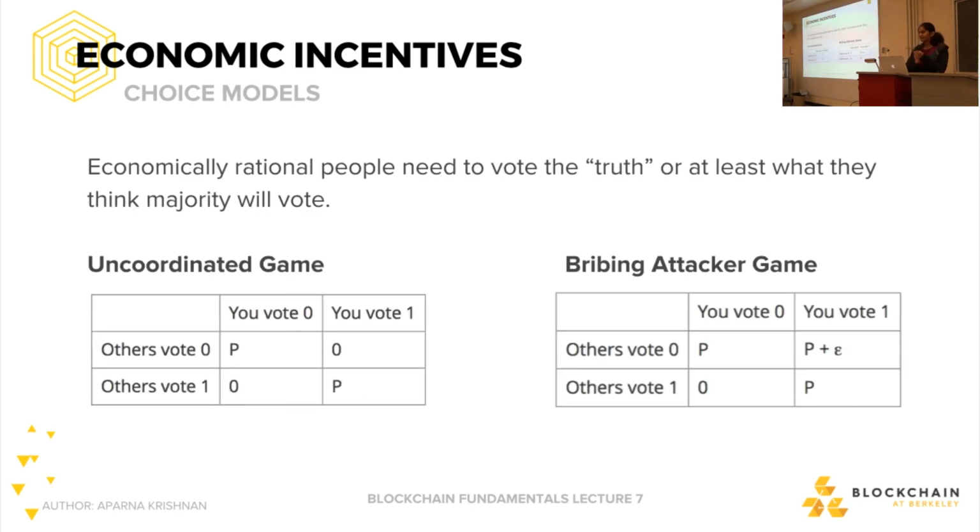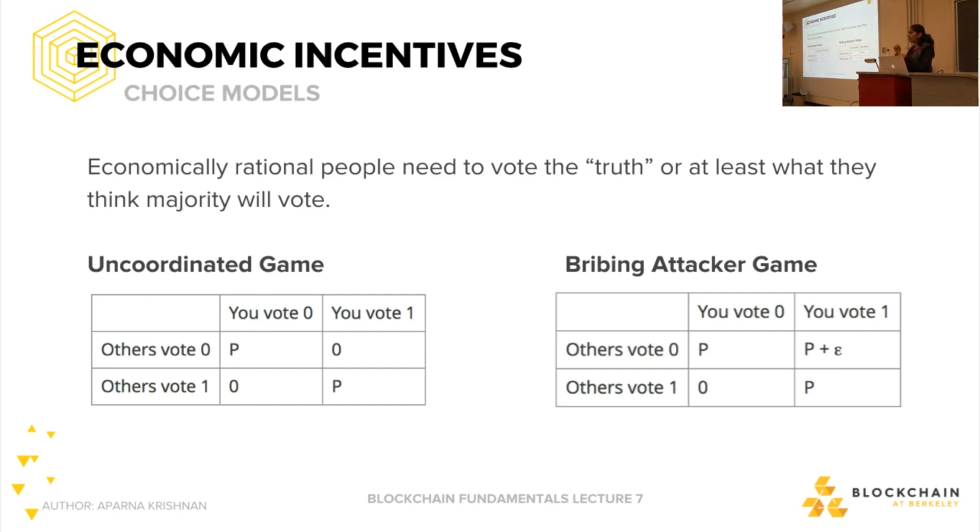what if I was a malicious actor? Well, something to note here is if everyone is economically rational, then everyone is trying to make as much money as possible, so they're going to try and vote whatever they think the majority is going to vote. So in the uncoordinated game, without an attacker, you would vote yes if you think everyone is going to vote yes. You would vote no if you think everyone else is going to vote no.